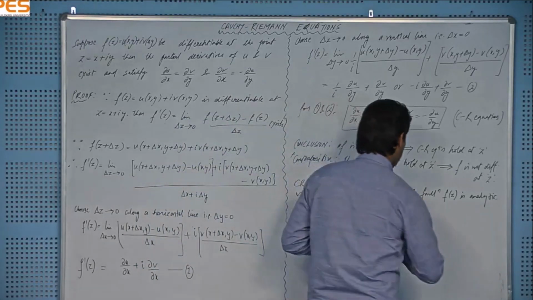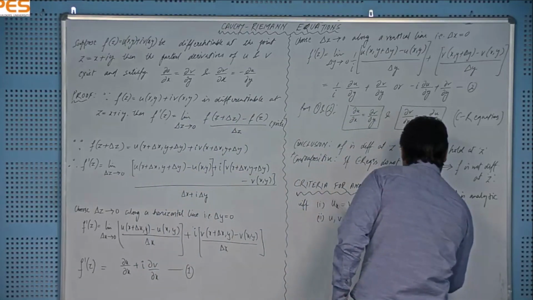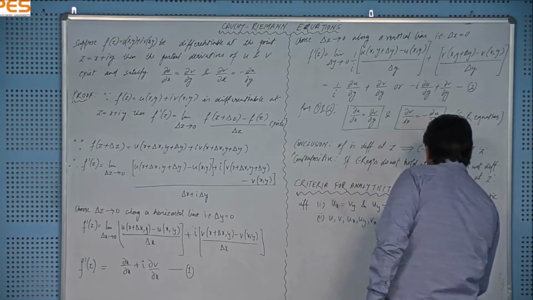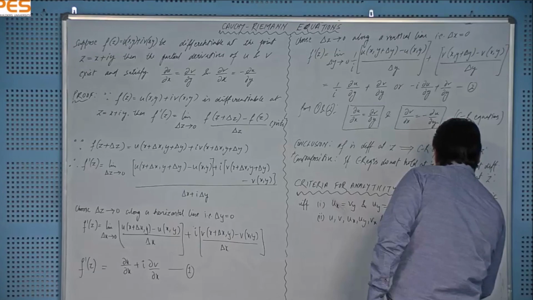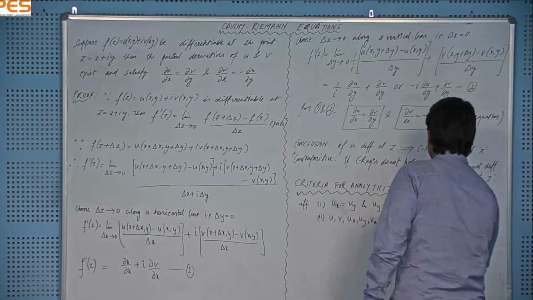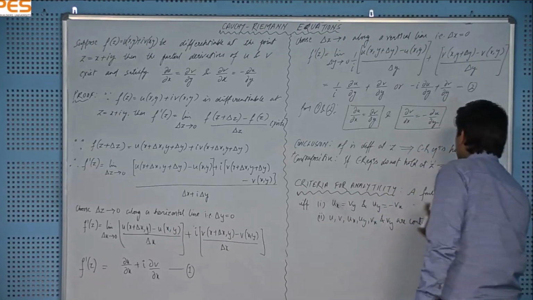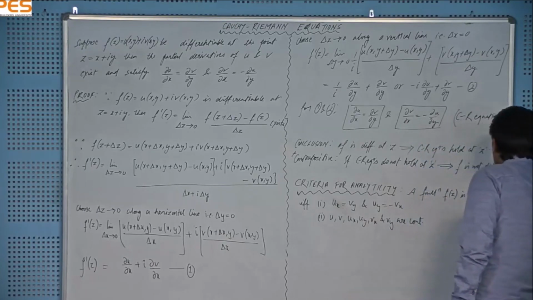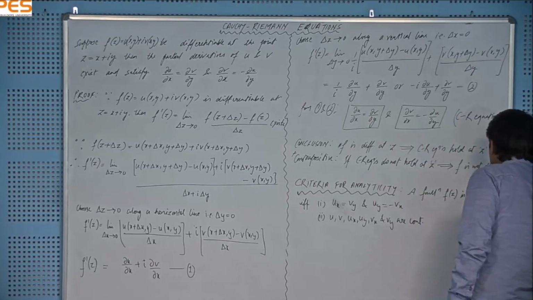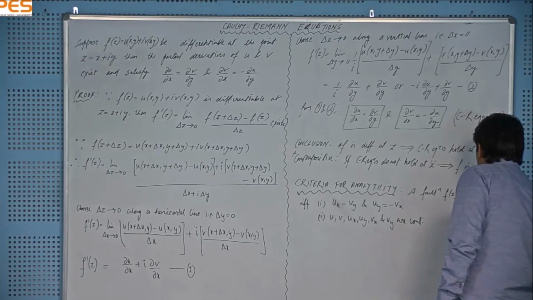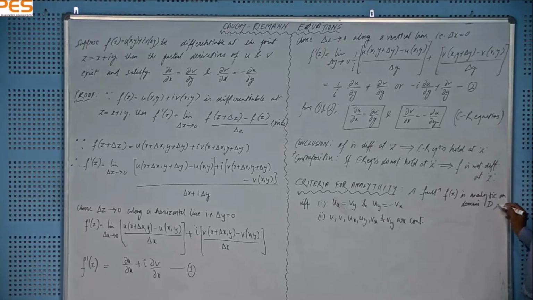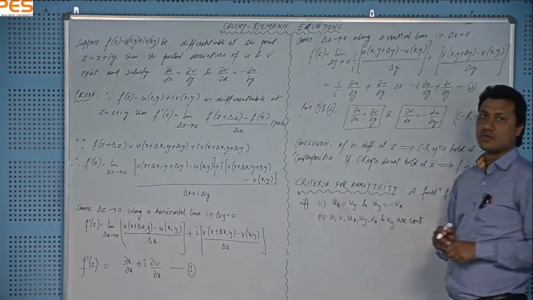Or should I add it here, on domain D, right? On domain D, or should I write it here, function analytic on domain D? That will be more general. On domain D, now it is complete, right? The function is analytic on domain D if these two conditions hold on that domain.